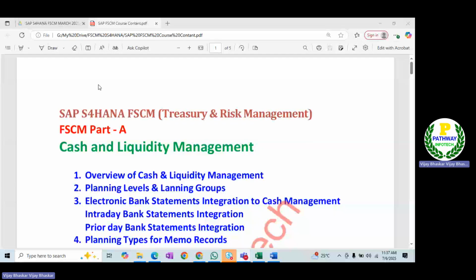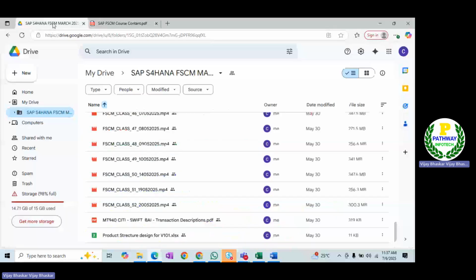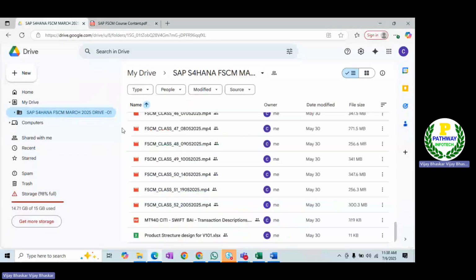Coming to that, where are we in the current batch? How many sessions have been completed? Let's have a look at that. After that, we'll see the syllabus I'm going to cover in the session. This is drive number one, where you can see the topics I have completed, for March 2025.